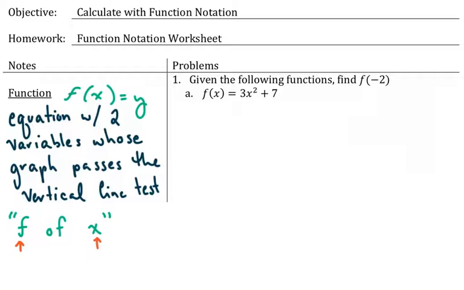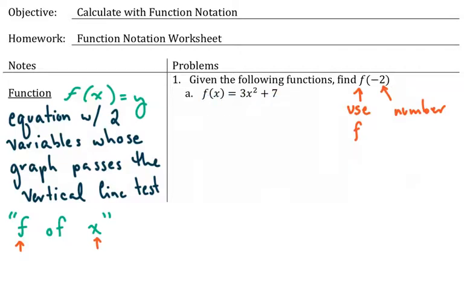And we can use it for a lot of different things. The nice thing is that it's a way to do shorthand. So if you see, given the following functions, and it says f of -2, and then it gives you a function f of x, what this means is to use the function f with the number x equal to -2.